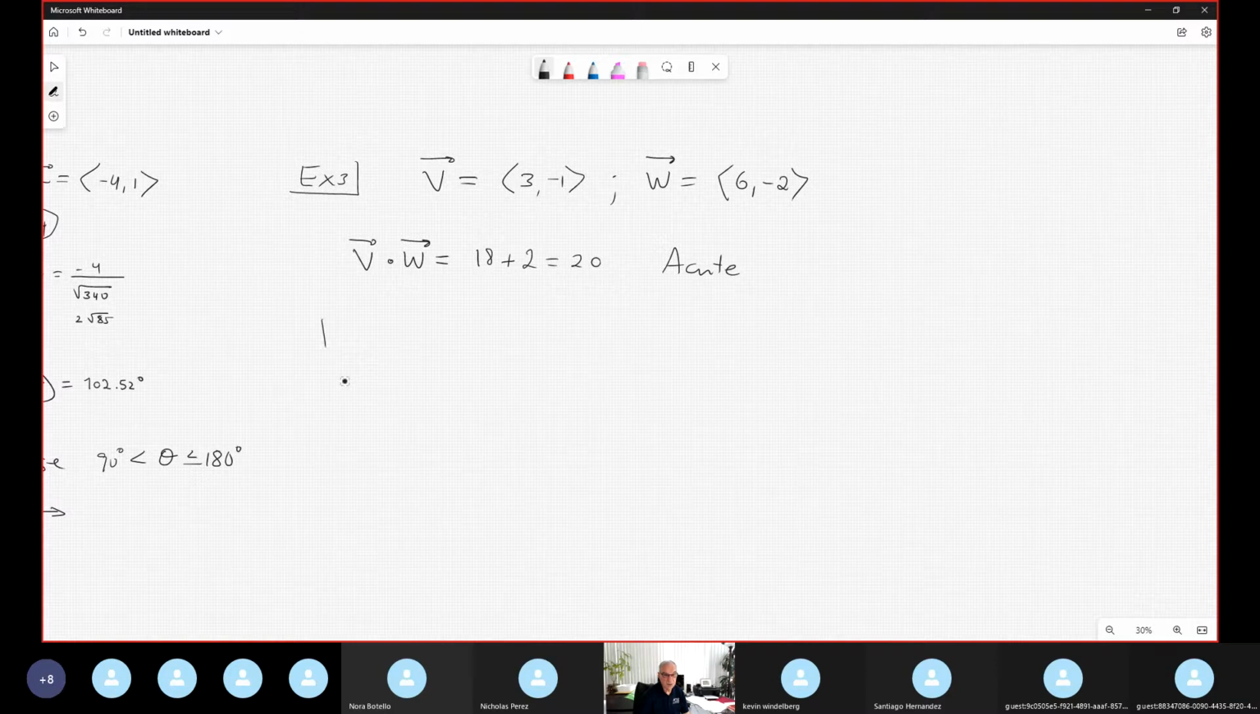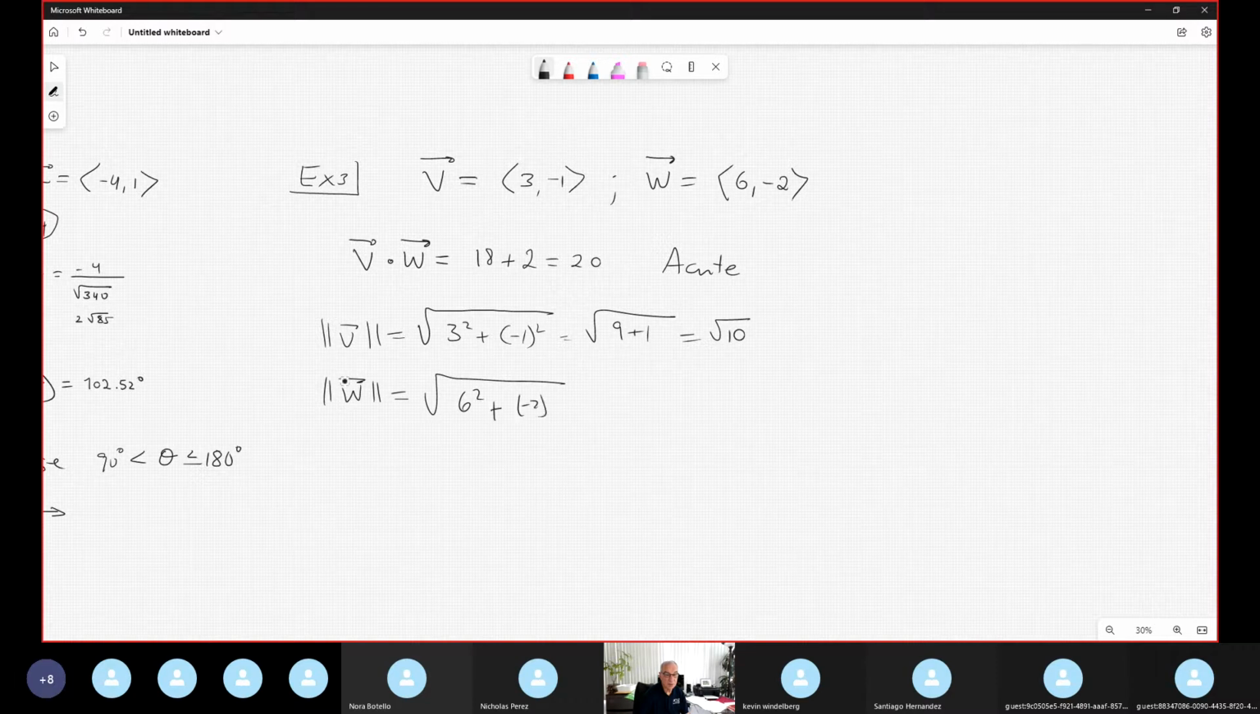So the magnitude of B is the square root of 3 squared plus 1 squared. Well, actually it's -1 squared, no? But negative 1 squared is 1. So the answer is the square root of 9 plus 1, which is 10. Radical 10. And the magnitude of W, exactly the same. It's the square root of 6 squared plus negative 2 squared. It's 36 plus 4 is 40.